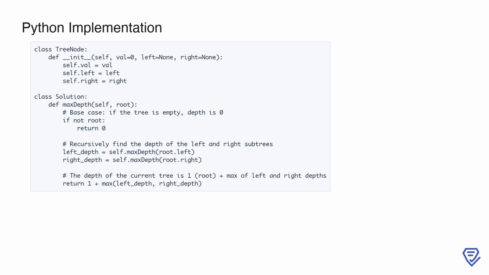Complexity analysis. Time complexity, O(n), where n is the number of nodes in the tree. Each node is visited exactly once. Space complexity, O(h), where h is the height of the tree. This is the maximum depth of the recursion stack. This implementation is concise, efficient, and directly addresses the problem requirements by leveraging the recursive structure of binary trees.